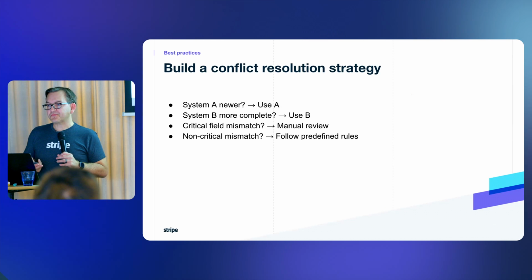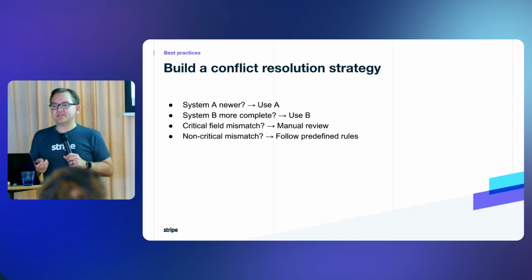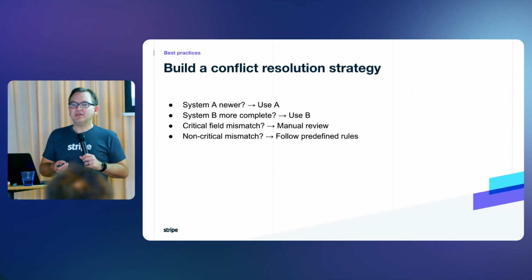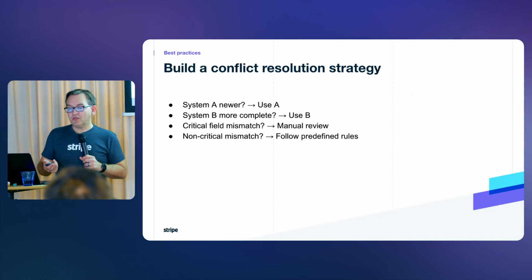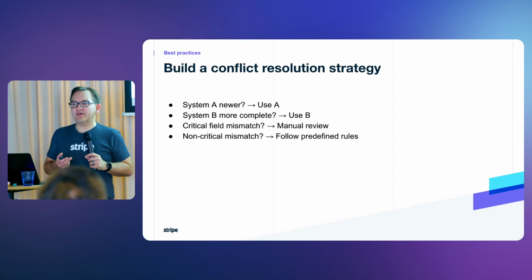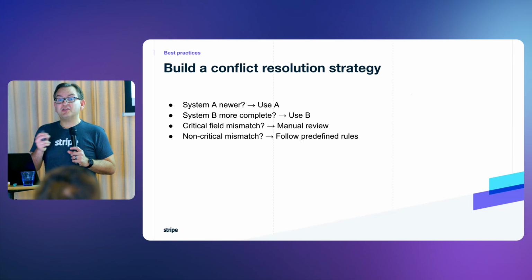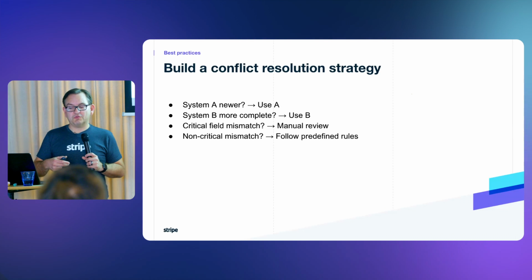So imagine you have changes in the same piece of data in databases A and B. What do you do? Well, it's a lot easier to decide what you're going to do if you make these decisions beforehand. So, for example, if system A has new information, maybe you decide to use system A. Or if system B has a more complete version of the data, maybe that's what you decide to use instead.